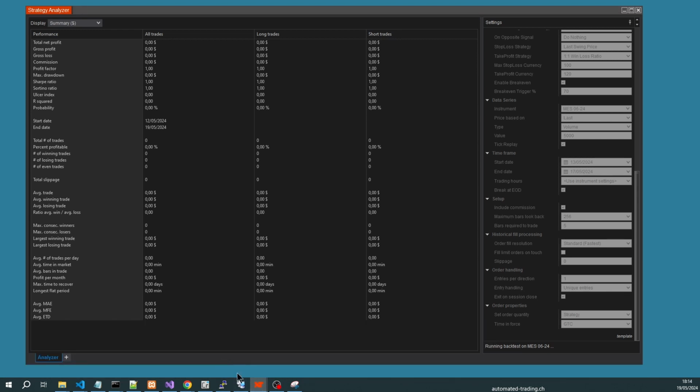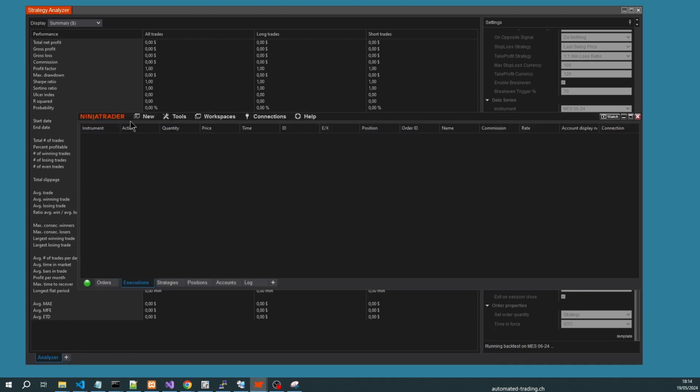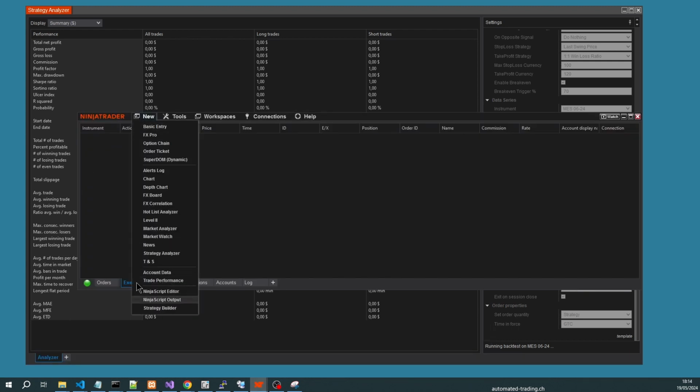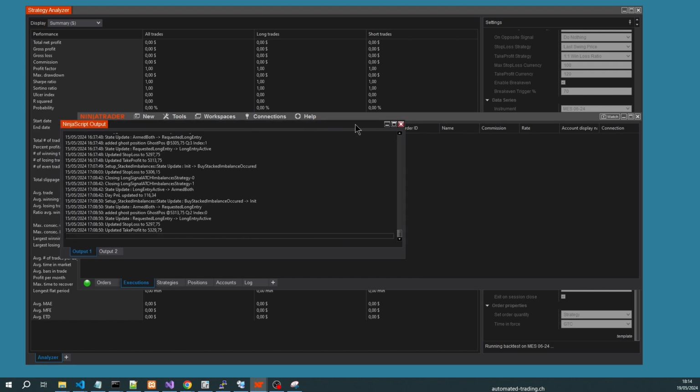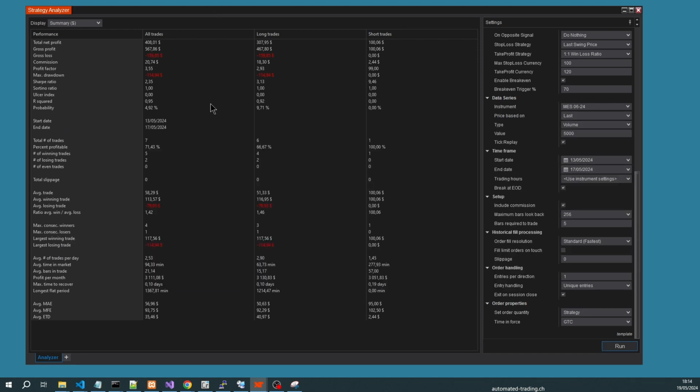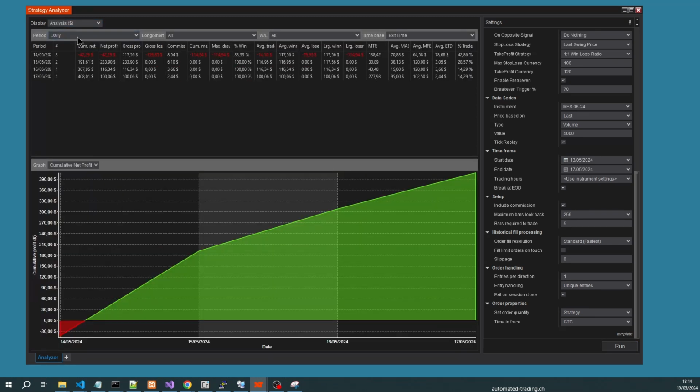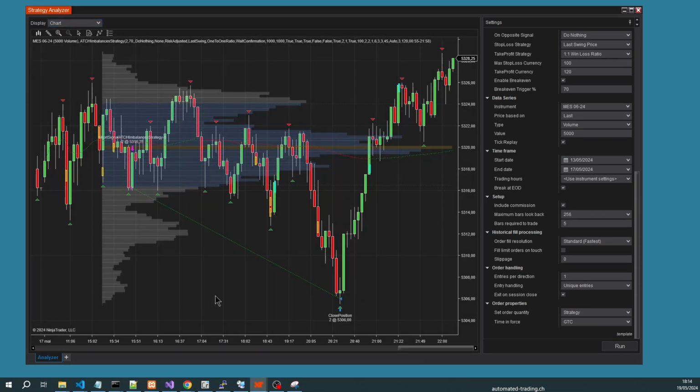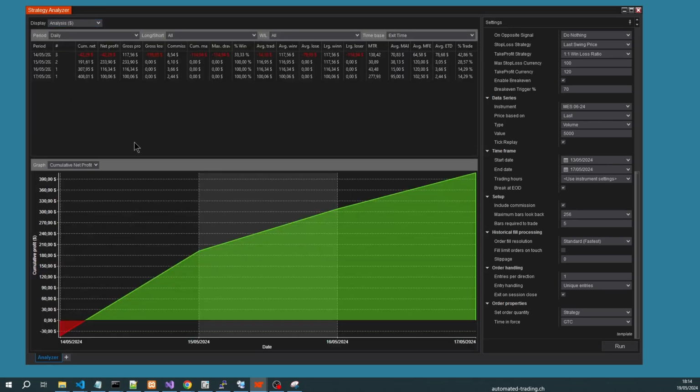You can open the NinjaScript output and it will show the running of the backtest, and you can see the progress of it. So now it's finished. You can see that it generated the backtest with all the analysis. You can display it on the chart. And this is how you can run a backtest on the strategy.